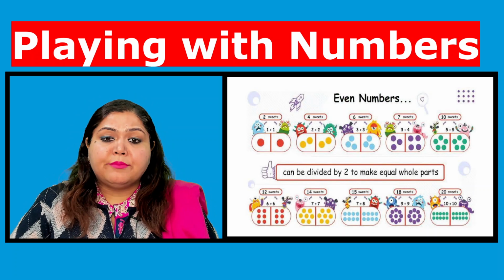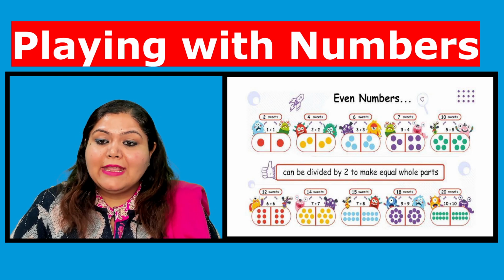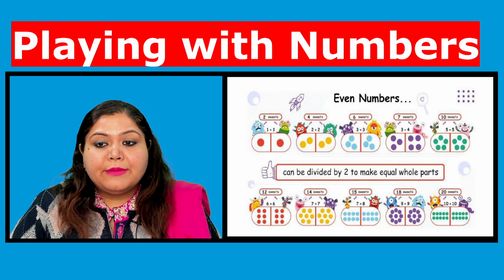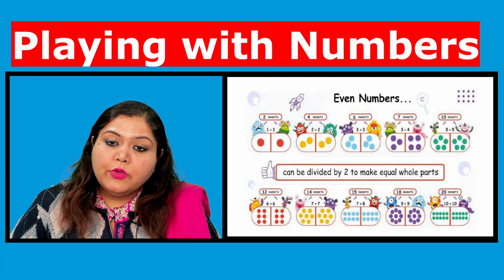Now even numbers. Even numbers can be divided by 2 to make equal whole parts. So if the number is exactly divided into 2 parts, it becomes an even number. So the number is divided into 2 equals.